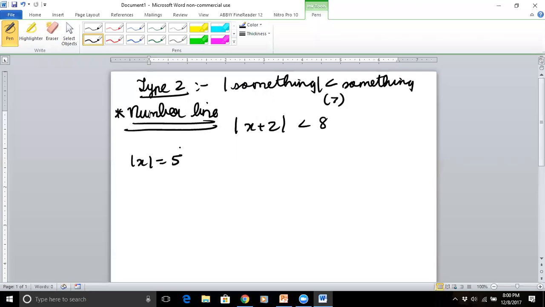When I told you mod of x is equal to 5, I said the definition was you're going to travel a distance of 5 units from the origin, which was 0. So we got plus 5 and minus 5. And these endpoints were the solutions to the mod.